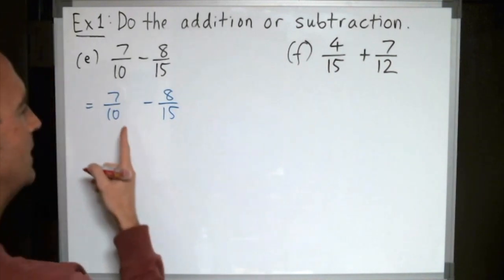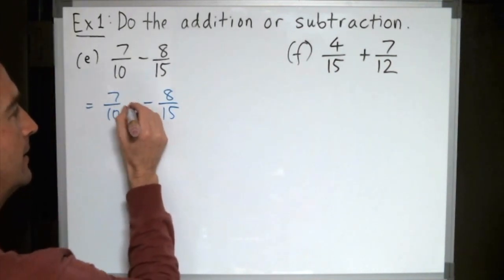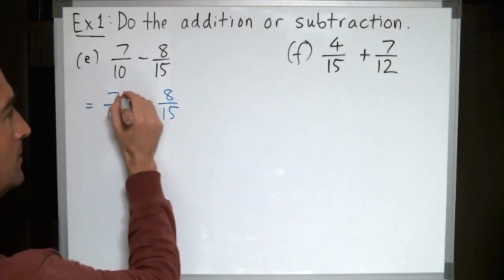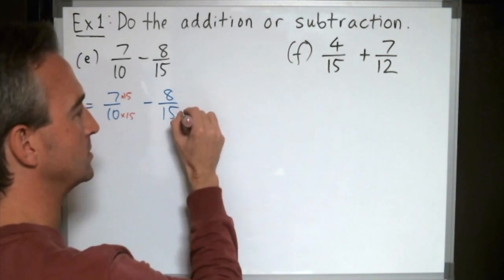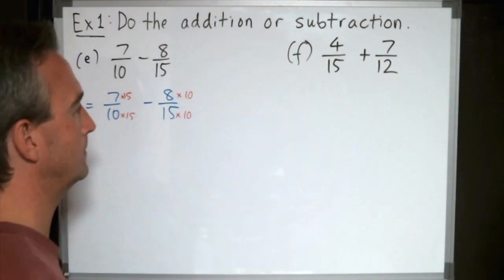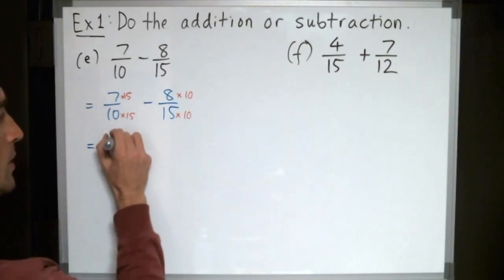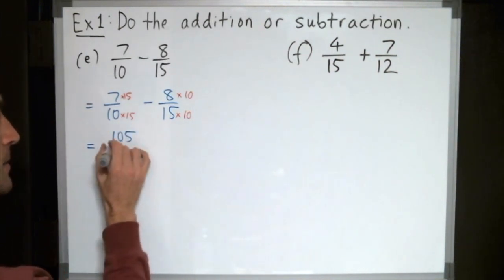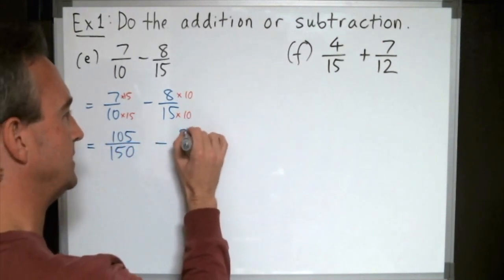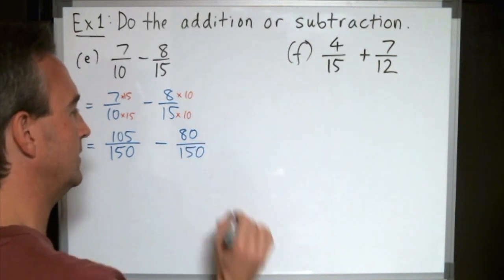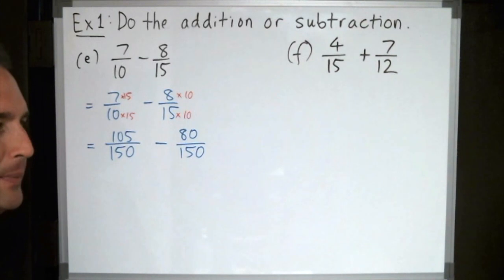Let's do it. How do I turn a 10 into 150? I'm going to multiply that by 15. Got to do it to the top and the bottom. 7 times 15. How do I turn a 15 into 150? Multiply by 10, top and bottom. Here we go. 7 times 15 is 105. 10 times 15 is 150. Minus 80 over 150. Okay, I think we're there. We have a common denominator. Numbers are really big though.